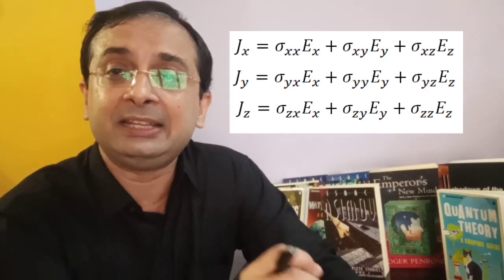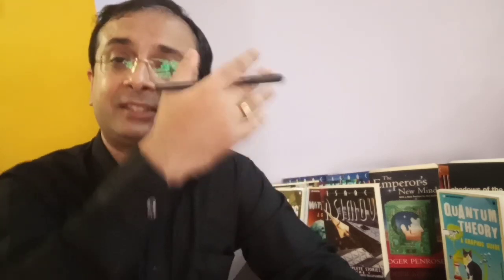So when we are talking of crystal as an anisotropic element, when the current density J flows in, it is not always the same. It takes the components of X and Y and Z, and it actually changes in terms of different directions.